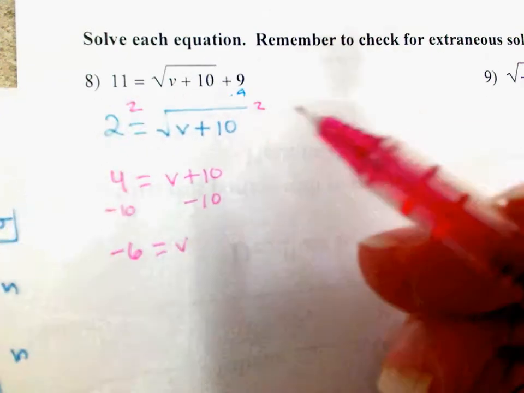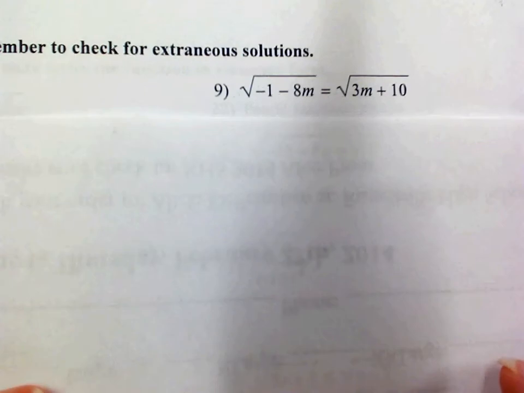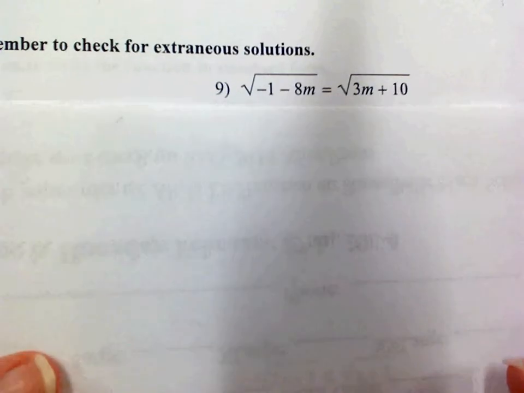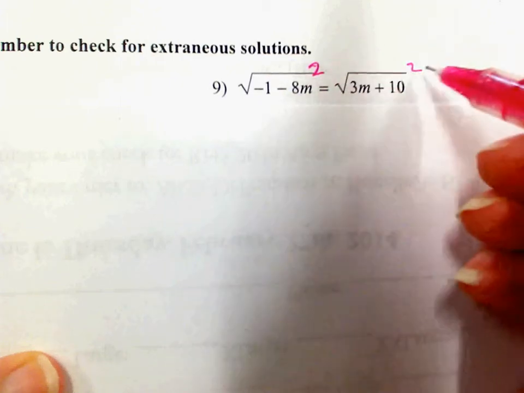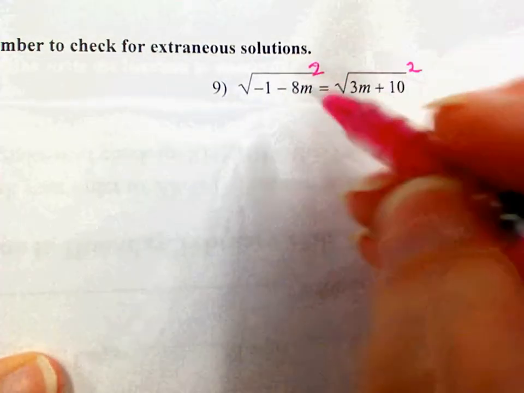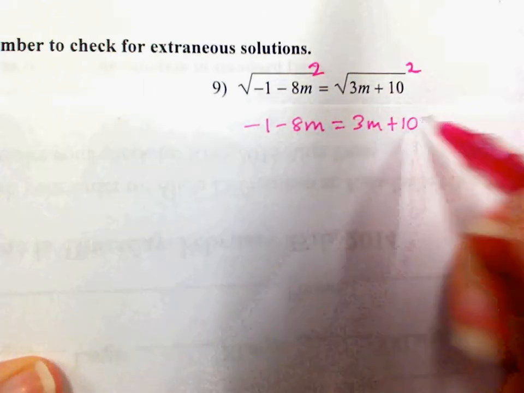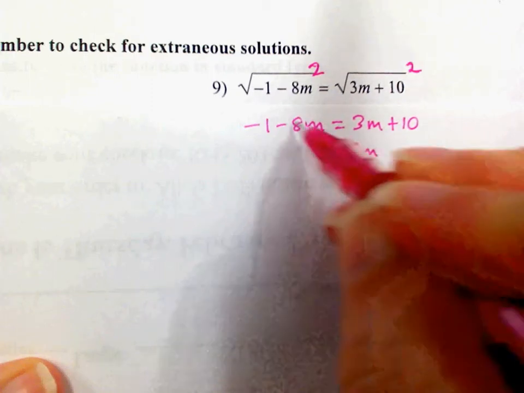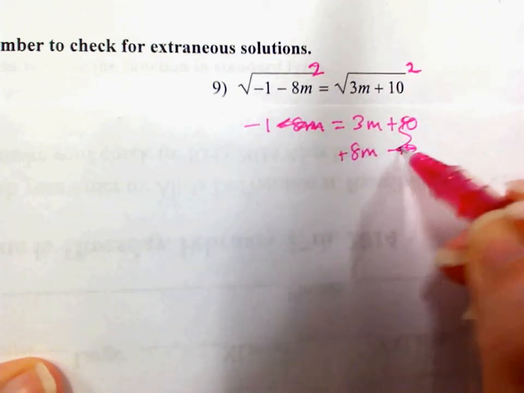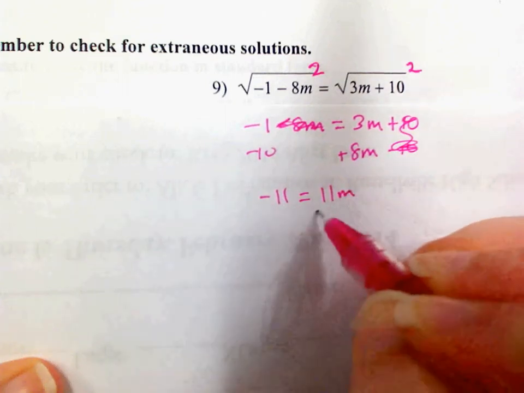Okay. So this one, again, I want to get rid of the square root, so I square both sides. When you square this side, you're left with negative 1 minus 8m, and you're left with 3m plus 10 on this side. And then you just need to combine like terms. So I'm going to add 8m and subtract 10. So negative 11 equals 11m, divide by 11, and you get m equals negative 1.